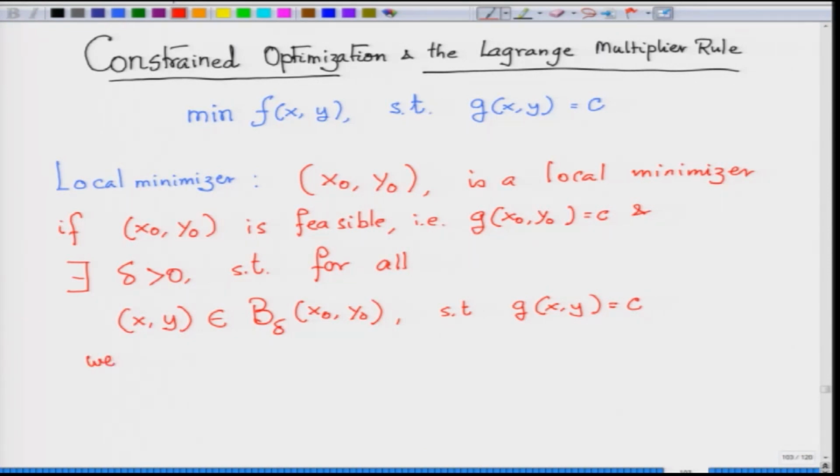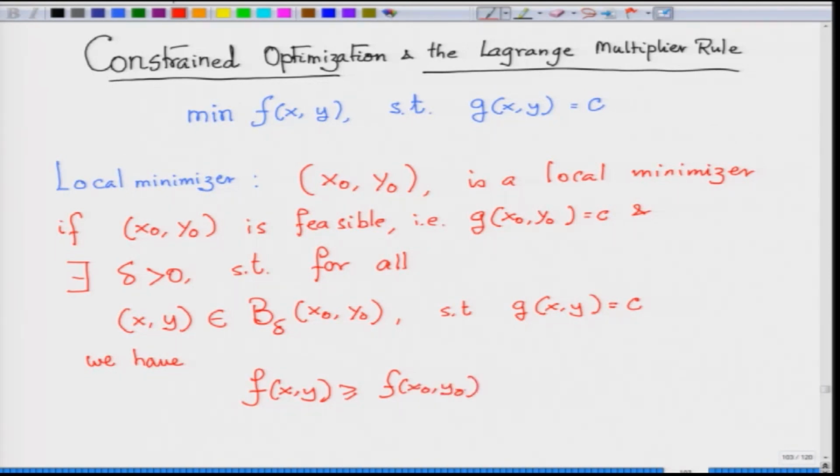We have to understand, we cannot just take the ball and take points from the ball. We have to take only those points in the ball which satisfy the feasibility condition, satisfy the constraint, and that is the important thing that we have to remember. We have f of x y greater than or equal to f of x naught y naught.